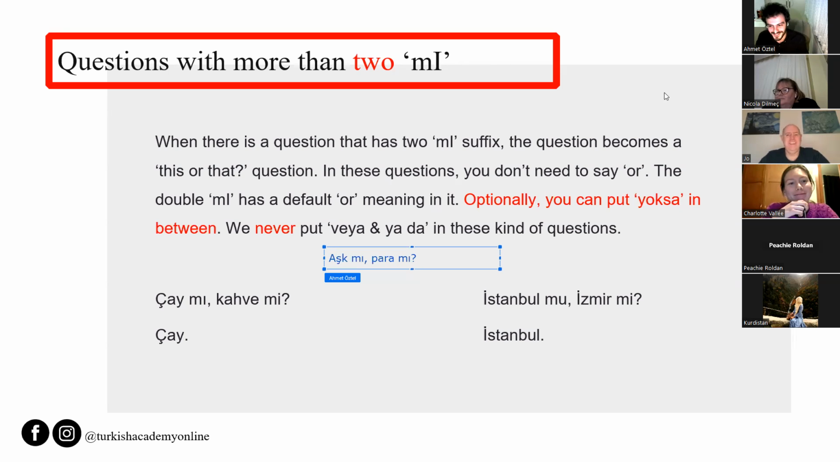Aşk. Tabii ki. Aşk. Wow. Or maybe I can actually do it like a poll. Hızlı bir önce poll yapalım. Aşk, sonra para. Hayır. You have to choose one. Aşk mı para mı?